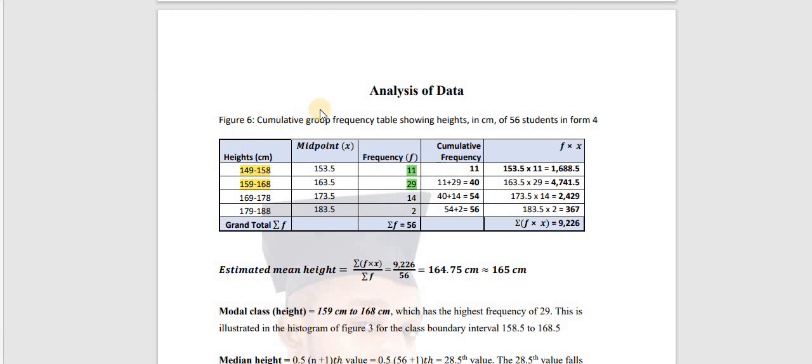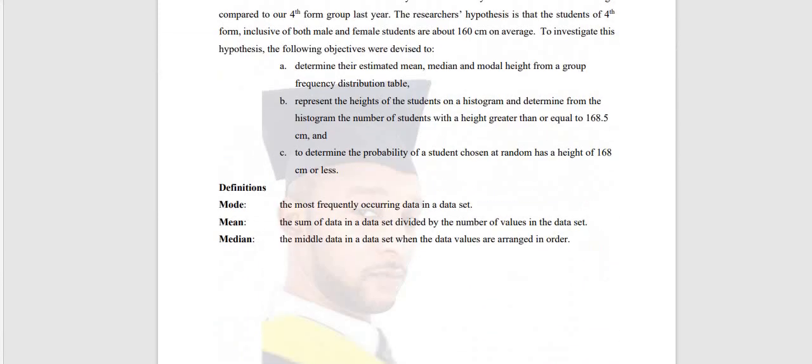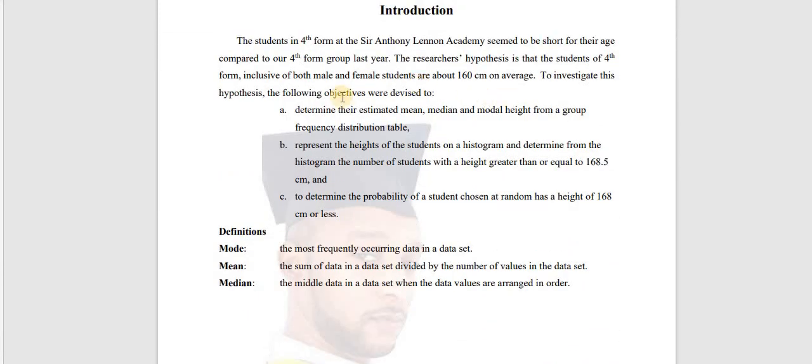Okay, so we're looking at the analysis of data. And first off, we're going to try to calculate the mean, because remember that is one of the objectives of this SBA, right? Let's go back to the introduction here. The following objectives were devised to determine the estimated mean, median, and modal height from a group frequency distribution table. So we want to do that first.